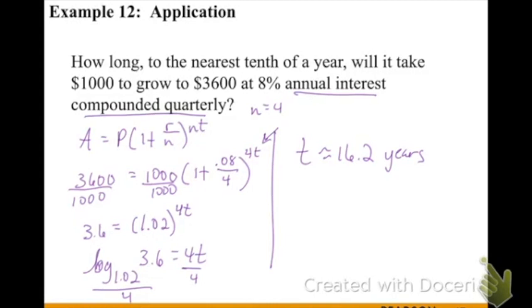All right, that concludes the notes. Chapter 3, Section 4, exponential and log functions.